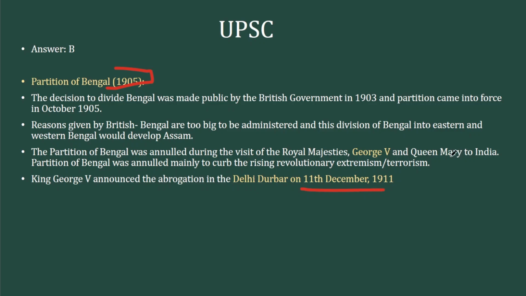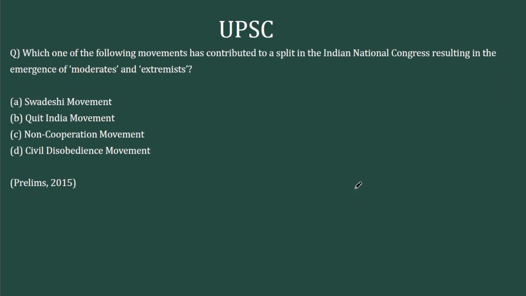So King George and Queen Mary visited India as part of their royal visit before this, and as part of their visit, they approved one of the popular demands of India. In 1911, we can also see the shift of capital from Bengal to Delhi. So 1911 is a very important year in Indian history. One for the shift of capital, second for the abrogation of Bengal partition.